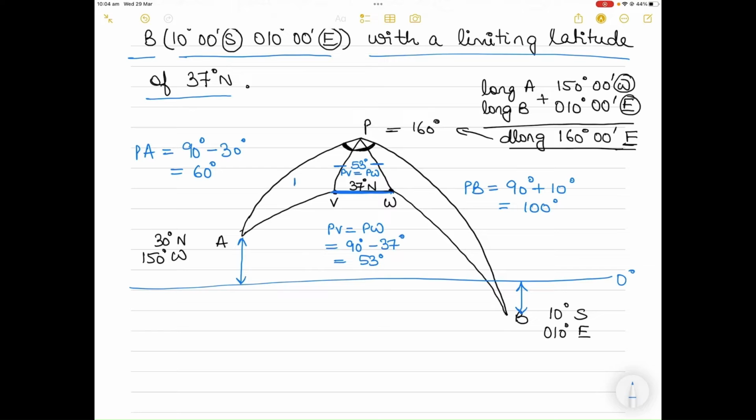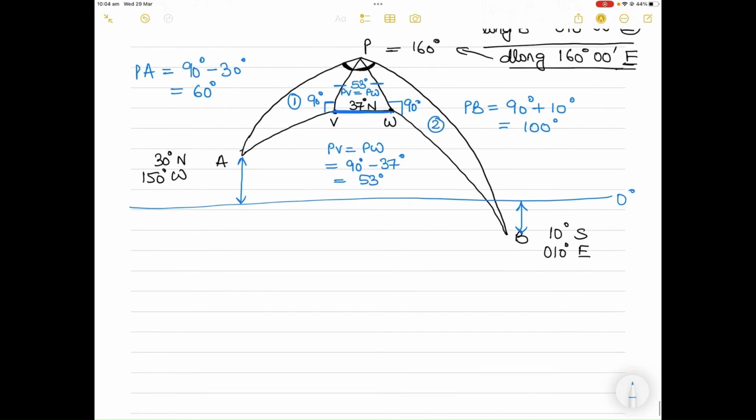So knowing this information, I will solve triangle 1 first. Remember, the vertex forms a subtend of a 90 degree angle, because that is when the arc goes flat. And then I will solve triangle 2, and then I'll come to triangle PVW, or triangle 3.